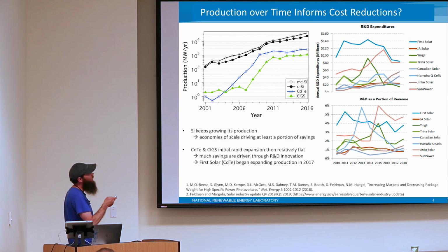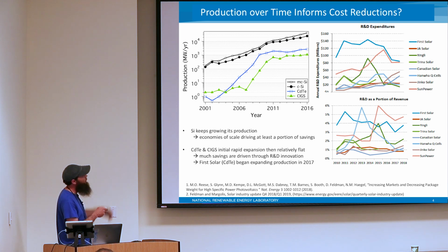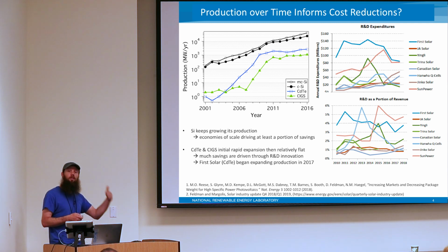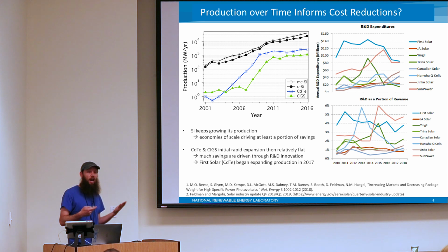So here's another way of parsing the data. If you look at things via time, you can see that your curves are going up for the silicon, and it's continuing about the same trend, where there's a very rapid rise for CdTe and CIGS, and then it kind of levels off. Yet they're being able to bring their costs down. So the question is, how are they doing that? So silicon, it's not that there's no innovation in silicon, but they are certainly benefiting from having these economies of scale that are driving at least a portion of their savings.